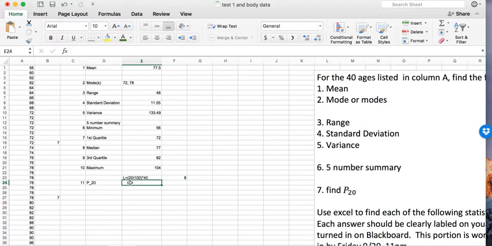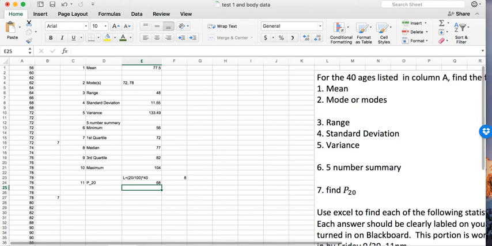But just to remember how to take a midpoint, divide by 2, and we get a 20th percentile of 68. So hopefully this helps, and you can go and practice doing this and then reproduce it on your test.